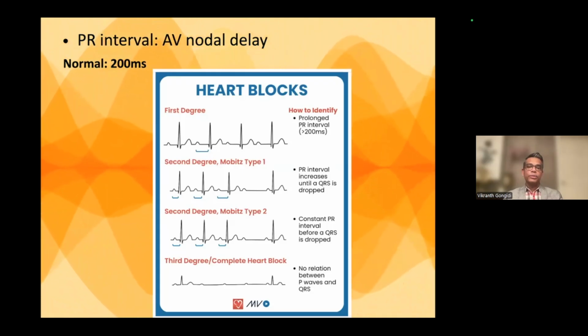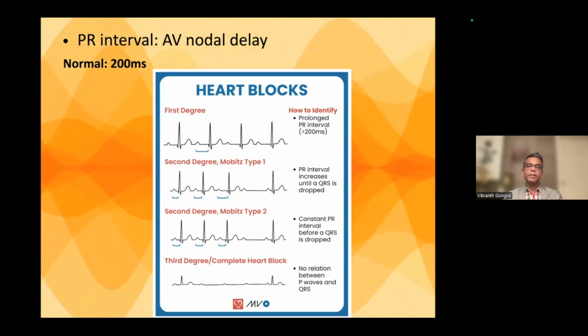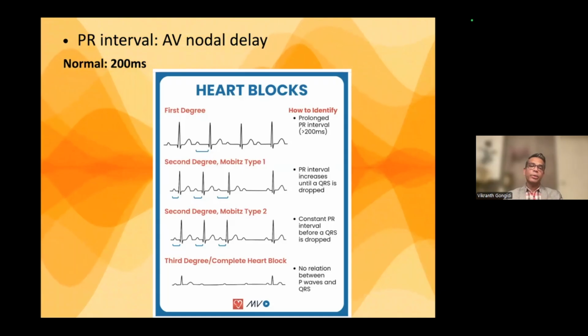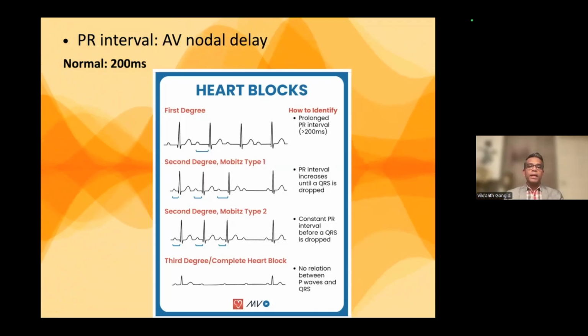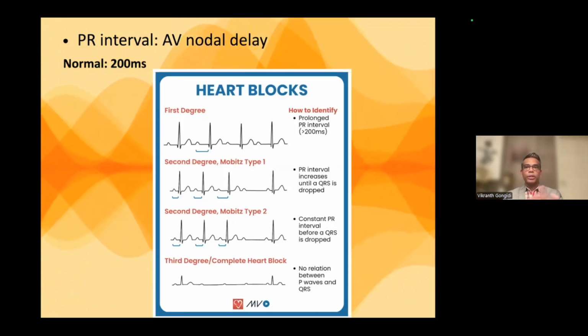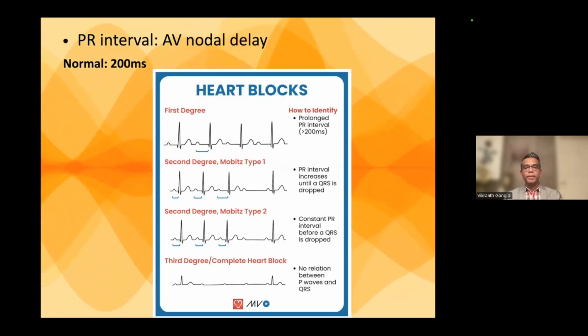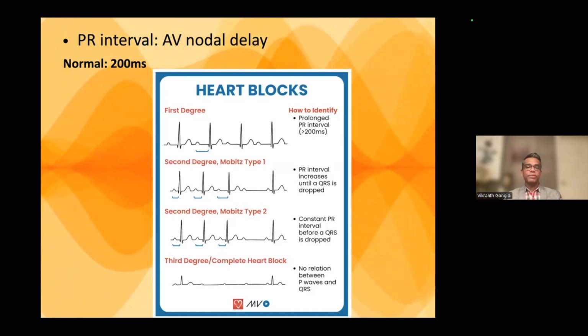And with second degree type 1, the PR interval prolongs. So it increases with every beat, and all of a sudden there's a P with no QRS. So it's a dropped beat. That's how you know it's a second degree type 1. So it's a prolongation of the PR. Another type of second degree is where the PR interval is constant, but you have a dropped P. And in some cases, it becomes hard where the PR interval is fine, but then there are all these dropped QRS, and that's of course a third degree.